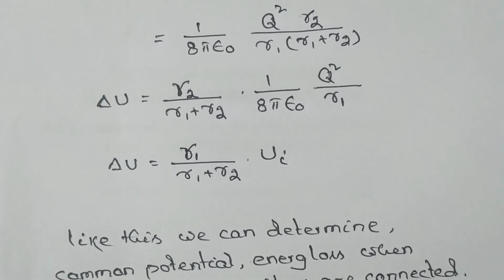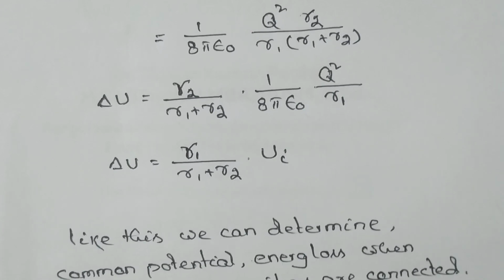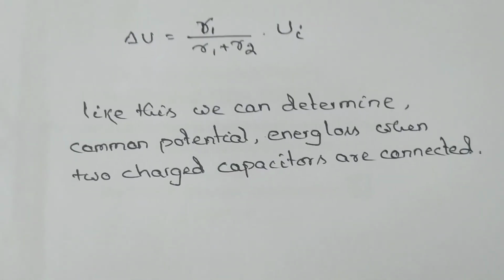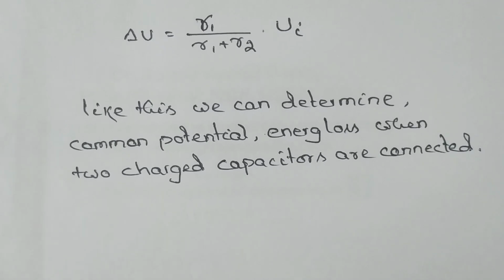Now see, the numerator is R2 and the denominator is R1 plus R2. The denominator is more than the numerator. That's why delta U is less than Ui. Like this, we can determine the common potential and energy loss when two charged conductors are connected. This is there in your book. I will explain those things in the next video. Now here the question arises: when delta U is positive, that means energy is lost.